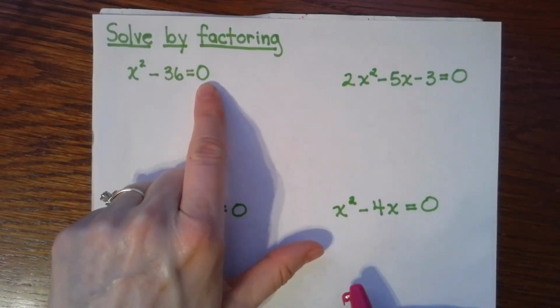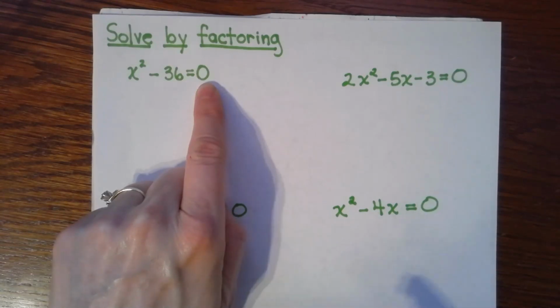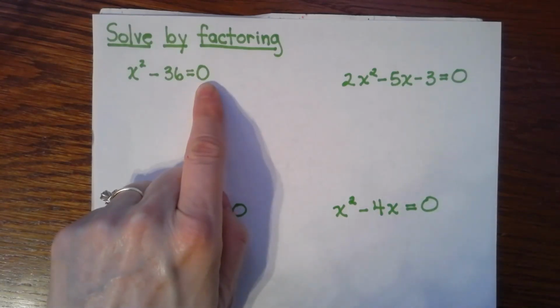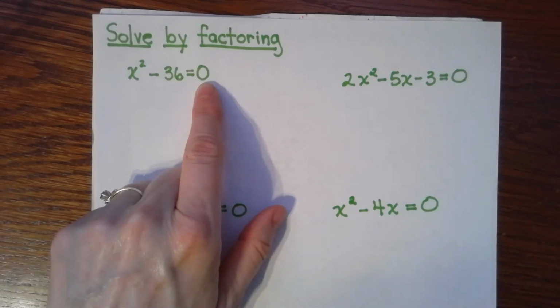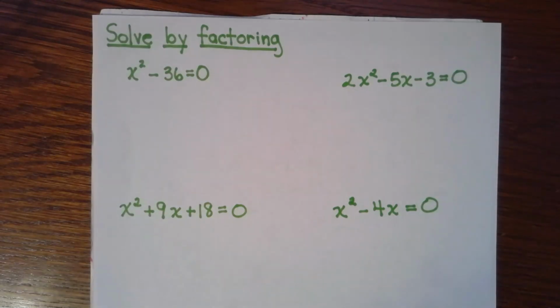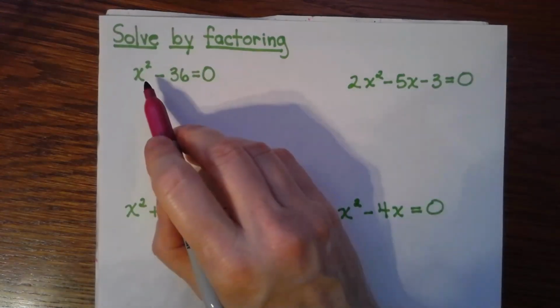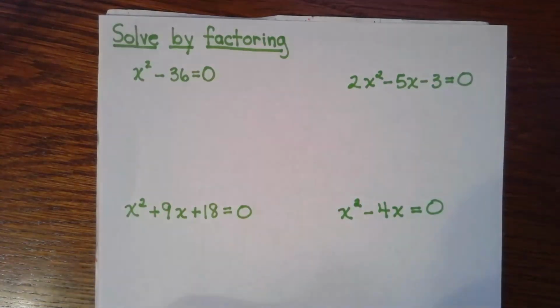Okay, and then because we will have a product that equals 0, we can use the zero product property. And we know if two or more numbers are multiplied together and the product is 0, then at least one of those factors had to be 0. Okay, so that is a very powerful property and allows us to solve equations. So let's look at how we might go about factoring this x squared minus 36.